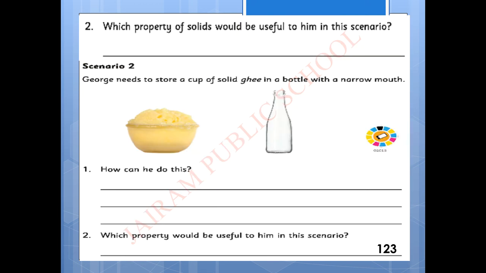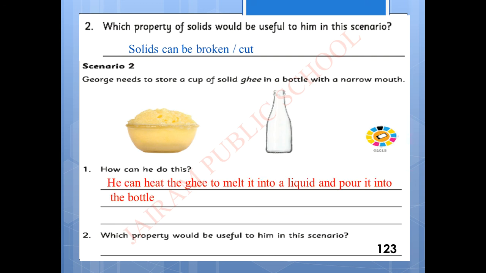Now, which property of the solid would be useful to him in the scenario? So, from this we easily understand that solids can be broken or cut. The second scenario is George needs to store a cup of solid ghee in a bottle with a narrow mouth. So, how can he do this? Yes, of course. He can heat the ghee to melt it into a liquid and pour it into the bottle. So, which property would be useful to him in this scenario? Yes, you're right. Liquids can flow.